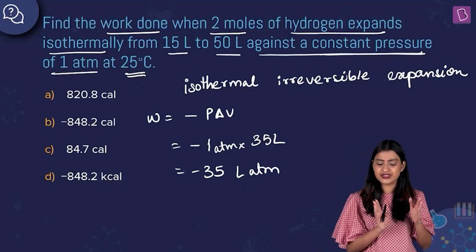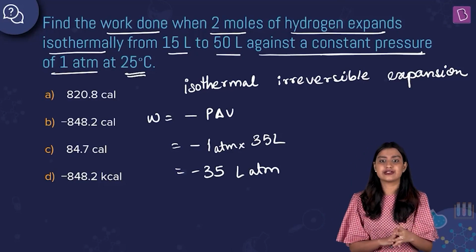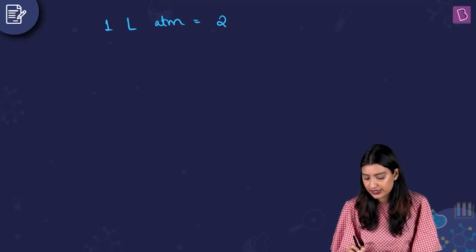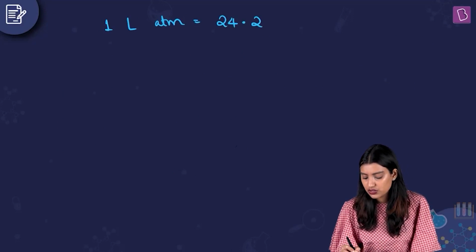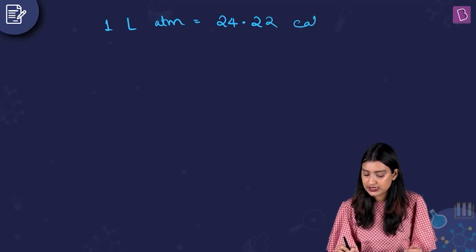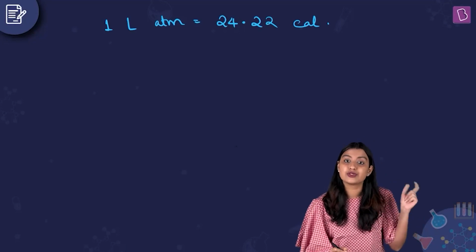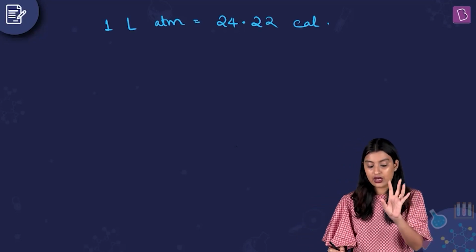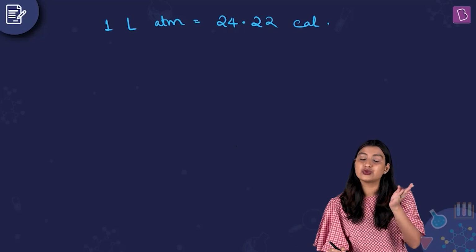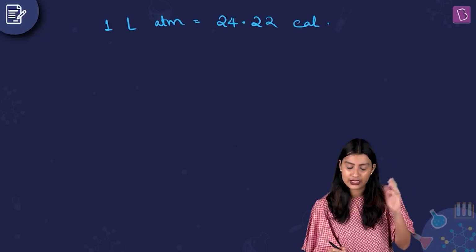But your answer is in calories. So how do you convert liter atmosphere to calories? See, so there is an equation. You can say that 1 liter atmosphere is equal to 24.222 if you want to be precise calories, right? So if you remember this, great. Otherwise, what you could do is you could convert this to joules and then convert that to calories. Okay, that is also one option.